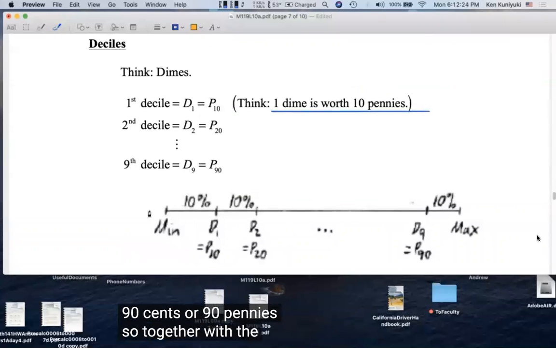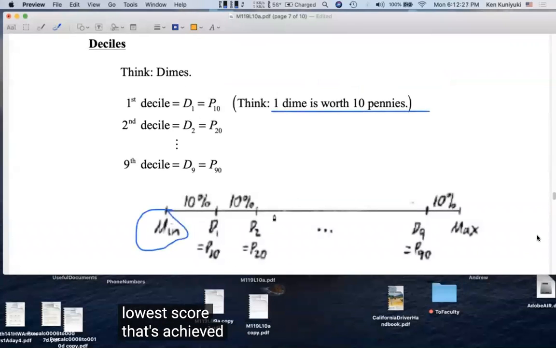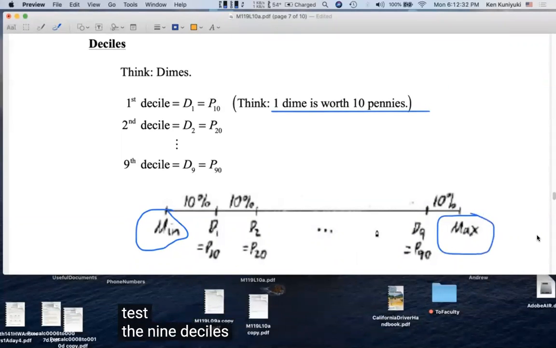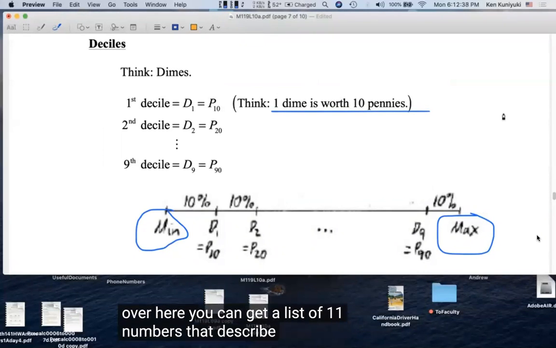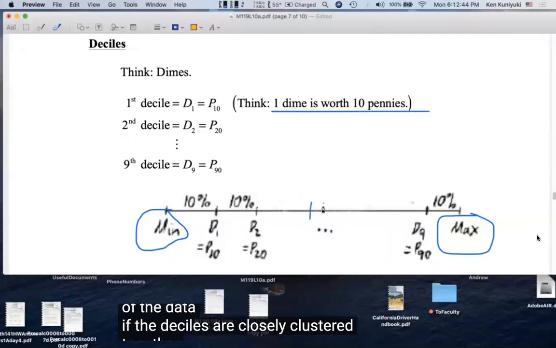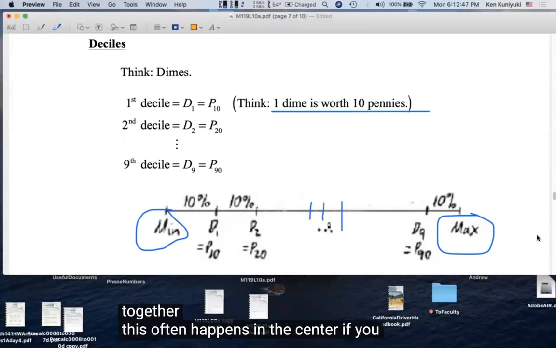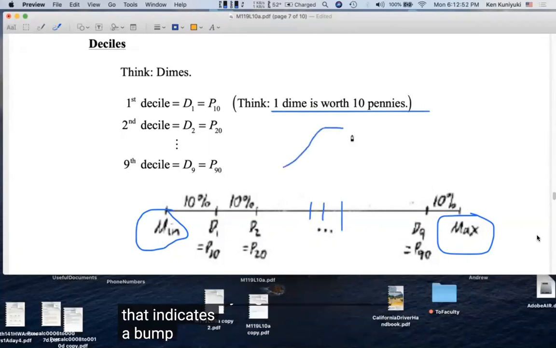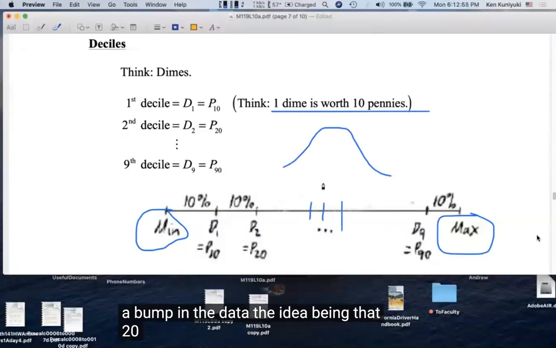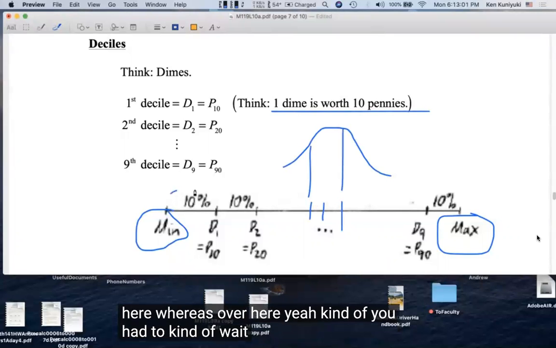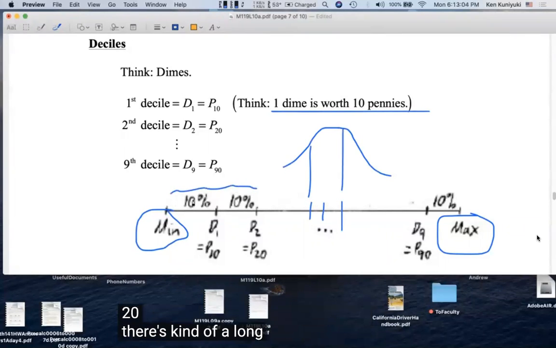So together, with the minimum score, the lowest score that's achieved, and the maximum score, the highest score that's achieved on the test, the 9 deciles plus these 2 extreme values, you can get a list of 11 numbers that describe the distribution of the data. If the deciles are closely clustered together, this often happens in the center. If you have, say, these 3 deciles clustered closer together in the center, that indicates a bump in the data. The idea being that 20% of the data is pretty tightly clustered between here and here. Whereas over here, you had to kind of wait a while to get the 20%. There's kind of a long tail out here.